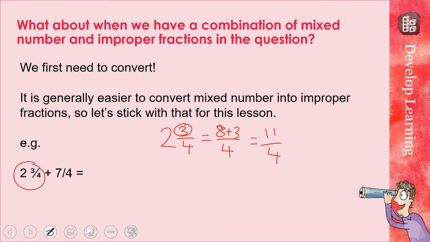So this calculation now is 11/4 add 7/4. Can I easily add these together? Well, yes, I can. The denominator is the same, so it stays the same in the answer. 11 add 7 is 18. My answer is 18/4.